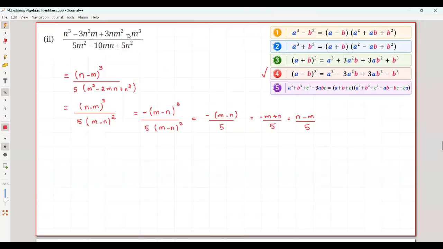Okay, first you have to identify what identity can be used. Here you need not expand and write everything. So directly we can substitute the value and identify the formula, right? Here alone we cannot directly cancel n minus m and m minus n. So for cancelling, I am just taking minus outside. So now we can cancel this.